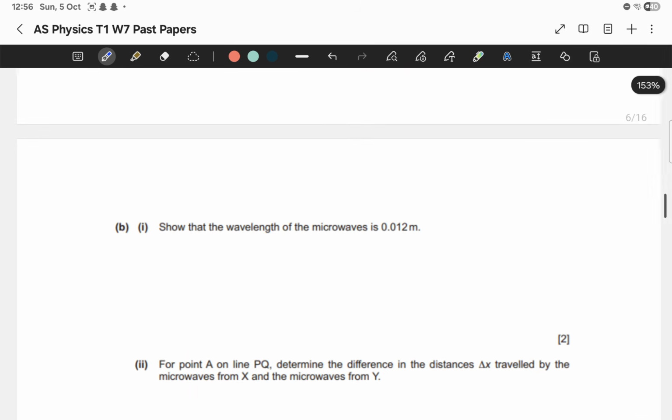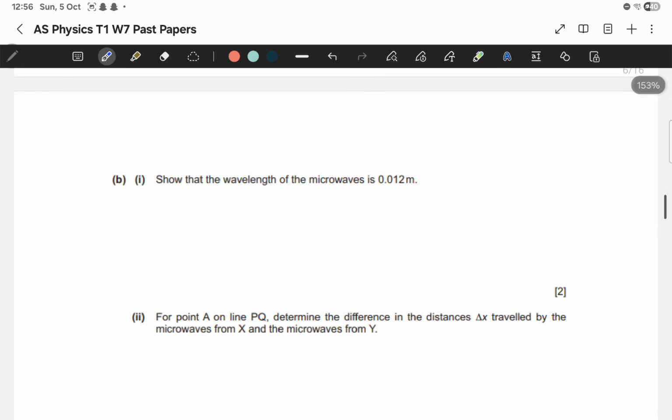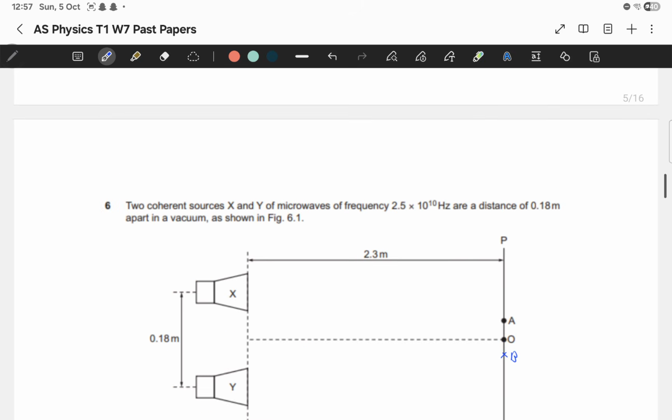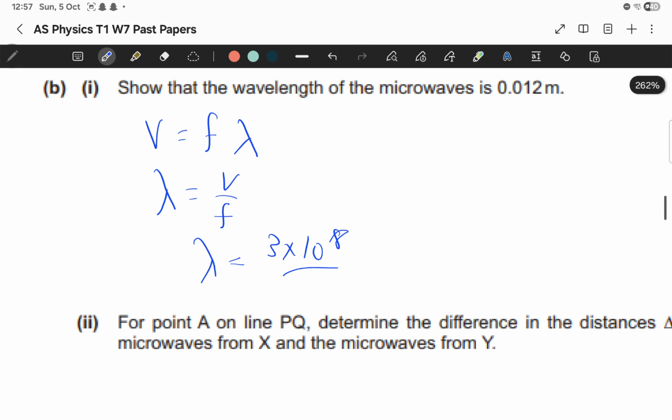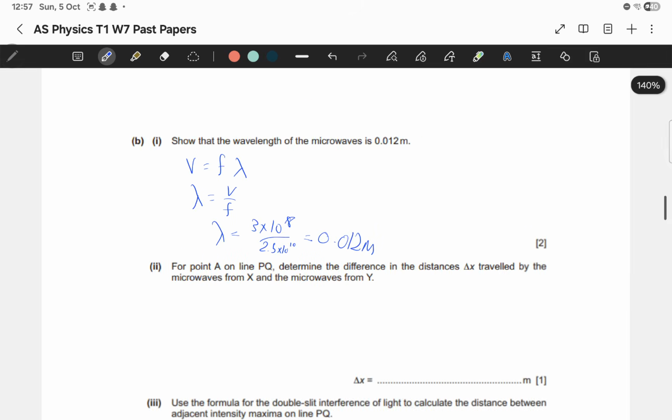Anyway, show that the wavelength of the microwave is 0.012. So v equals f lambda, right? So lambda is equal to v over f. So lambda is equal to 3 times 10 to the power of 8 over, the frequency was given, how much was it? 2.5 times 10 to the power of 10. So over 2.5 times 10 to the power of 10. This gives you 0.012 meters, exactly. Okay.